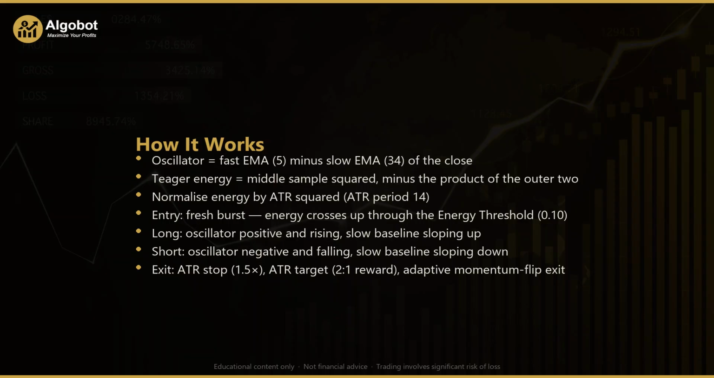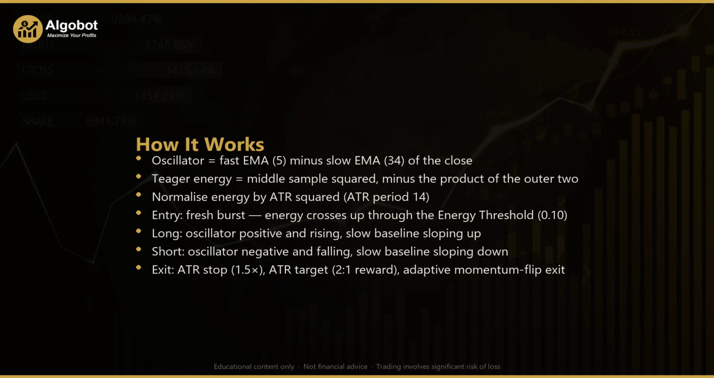Next comes the heart of the strategy, the Teager-Kaiser energy calculation. Taking the last 3 oscillator samples, the energy equals the middle sample squared, minus the product of the outer 2. For a clean, directional thrust, this produces a large positive number. During choppy, indecisive conditions, it collapses towards zero. Importantly, this measure is direction agnostic, so direction is read separately.